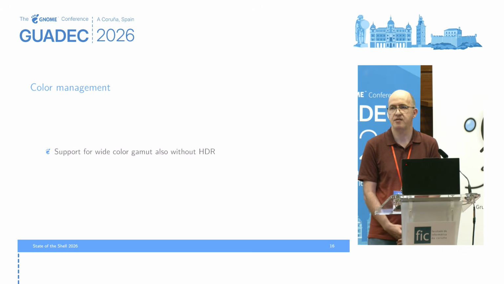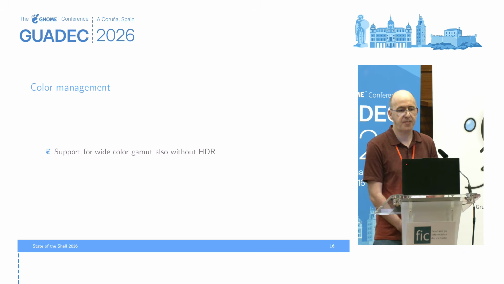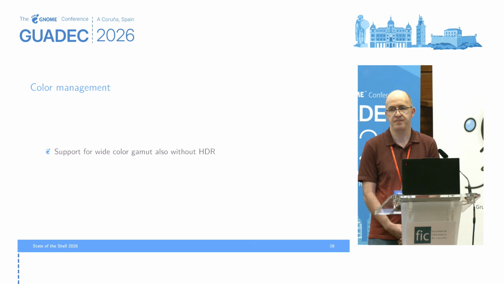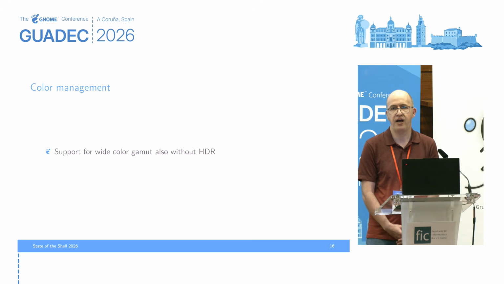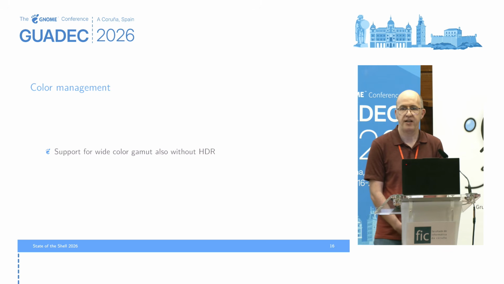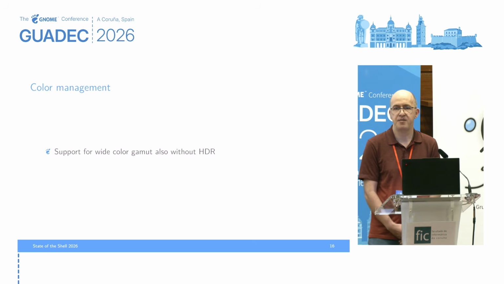previously Mutter always assumed that the display expects data in the sRGB color space and produced the output frames accordingly. But for example, if you have a laptop with a wide color gamut panel, then that is probably not the case.